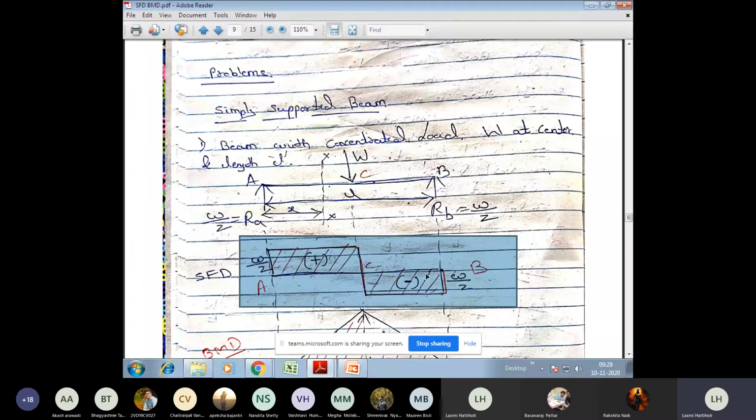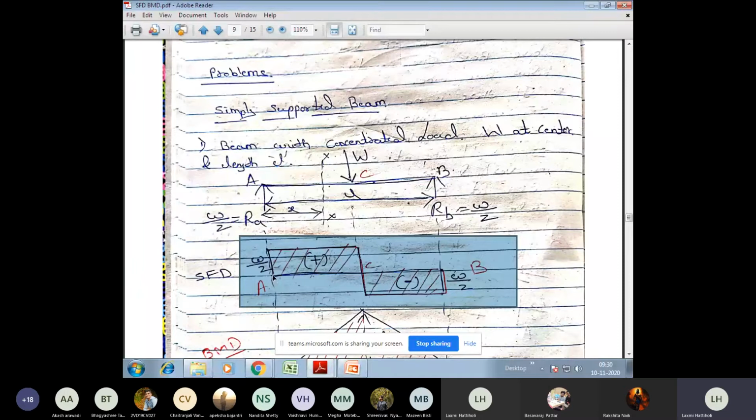Above the baseline, we have assumed positive. Below the baseline, we have assumed negative. You can reverse also. That's not an issue because some textbooks will follow their own convention. If you are referring to some other textbook, then they may change the directions also. Both are very correct. Okay. Now I have assumed the magnitudes of the forces above the baseline to be positive, below the baseline to be negative. Okay. Now, at the point A, what was the shear force?